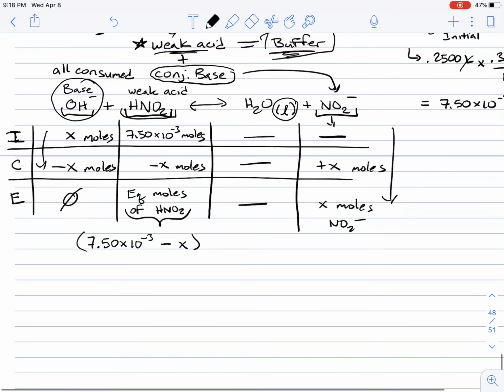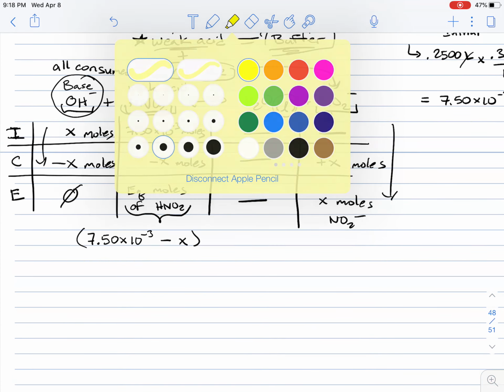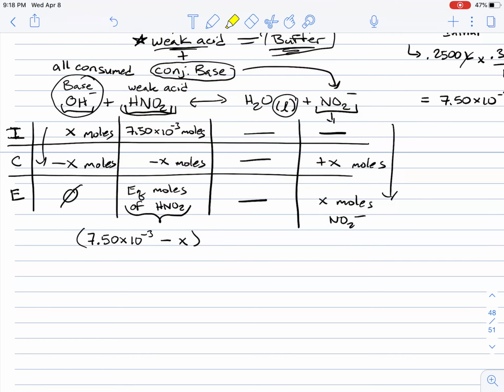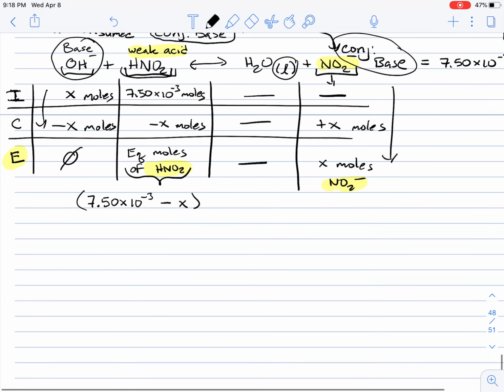Very similar to the advanced buffer calculations lecture video, if you observe that you have at equilibrium the presence of a weak acid and that of its conjugate base, then you have a buffer.